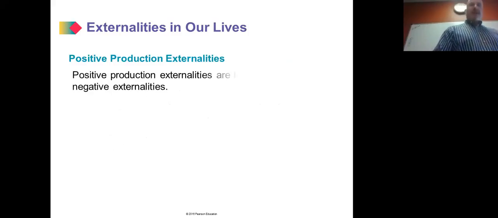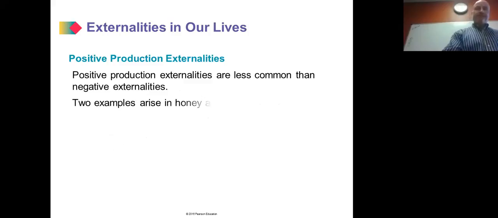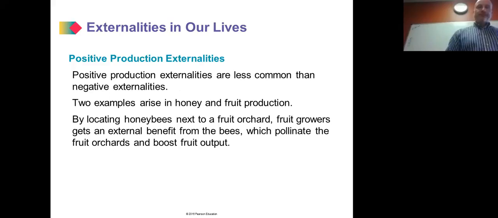Positive production externalities are less common than negative. Two examples, honey and fruit production. It's common practice locating honeybees next to a fruit orchard. Fruit growers get an external benefit from the bees by allowing the bees to pollinate the fruit crop.